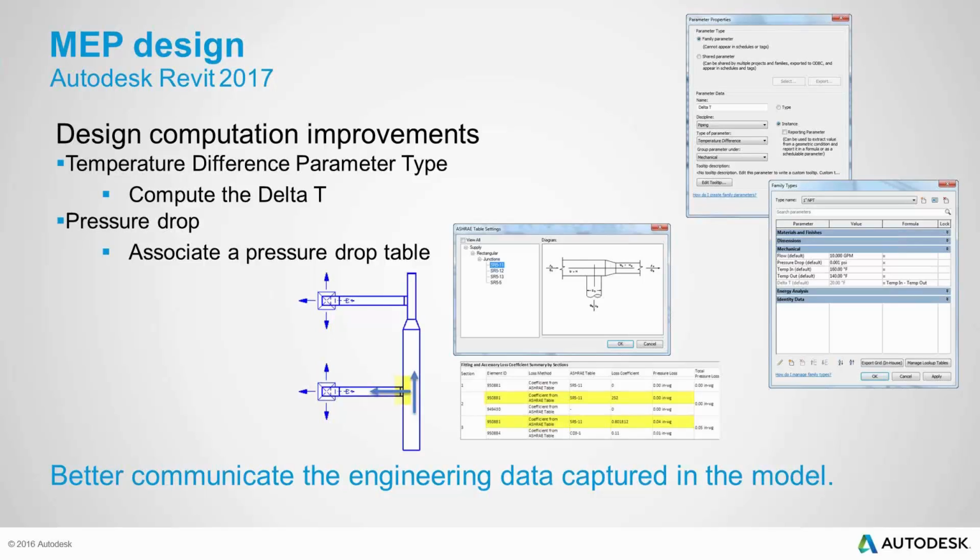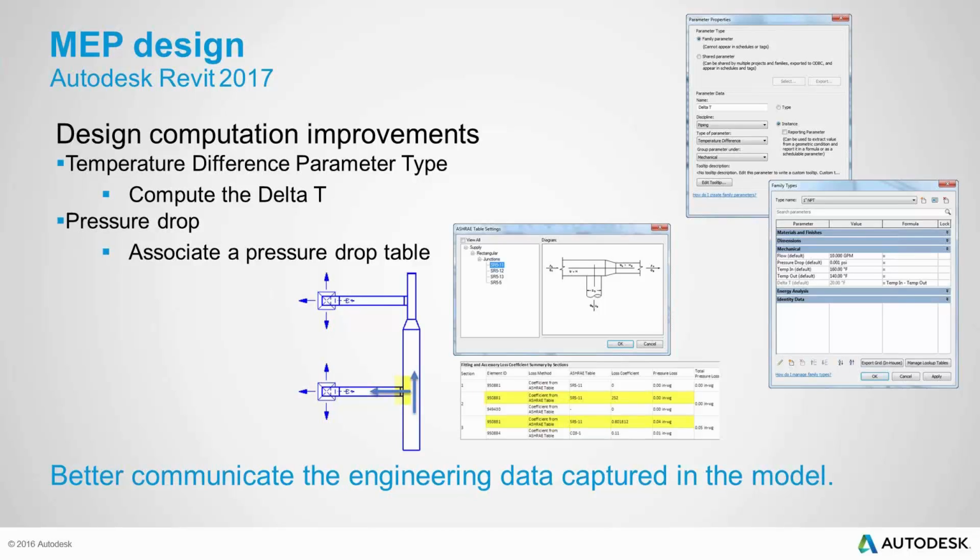So a couple of other design computation improvements. First one is a new type of parameter, which is the temperature difference. This allows you to calculate the difference between two temperatures, the delta, and use that in further downstream calculations. This was something that was impossible to do because Revit didn't understand the difference between two temperatures. Now you can do that.